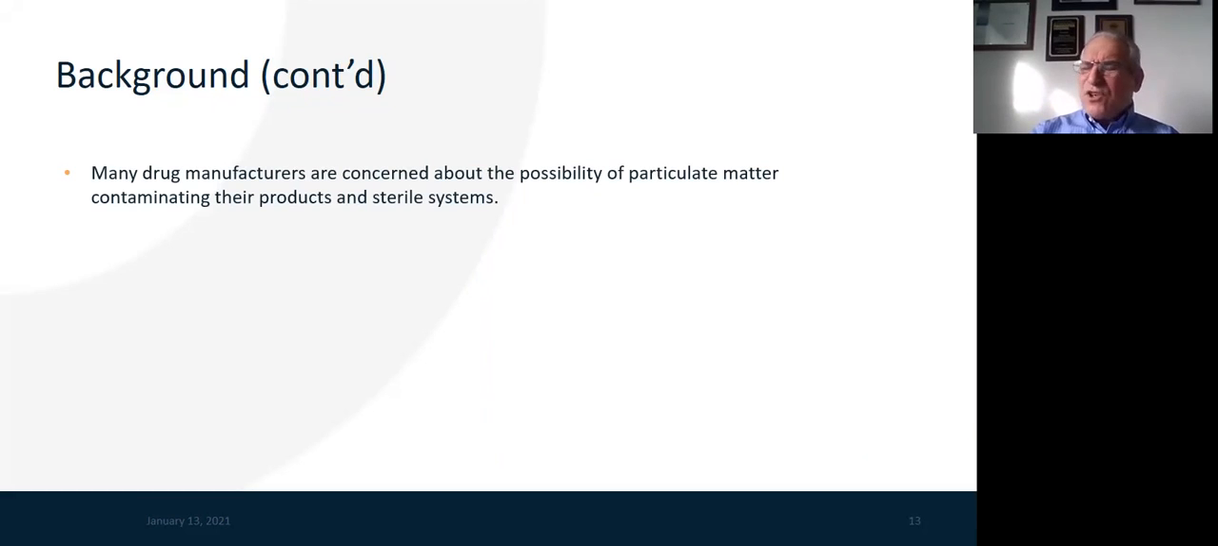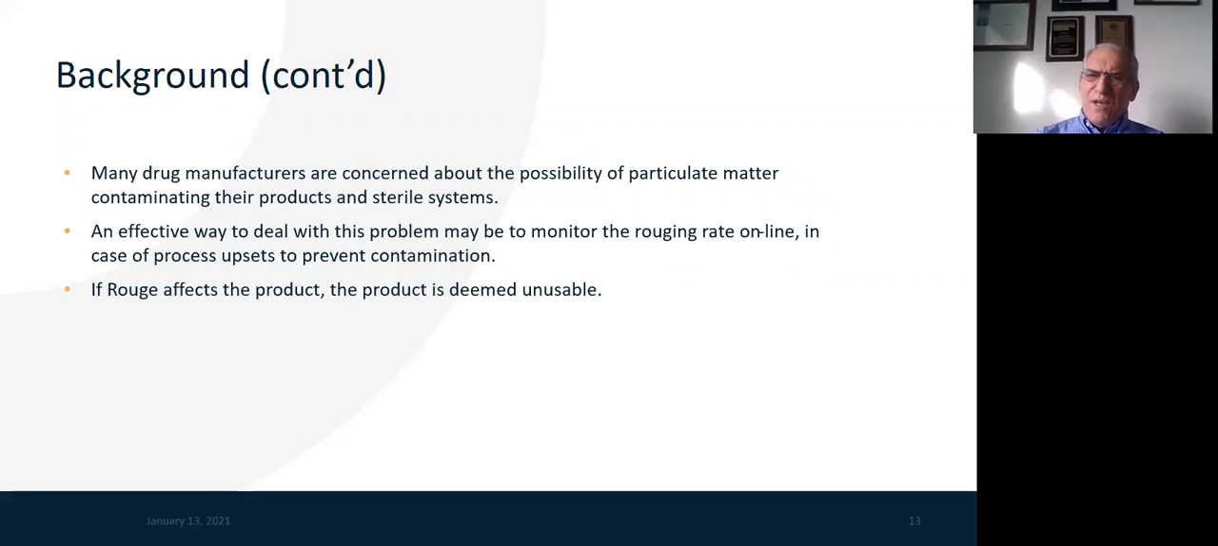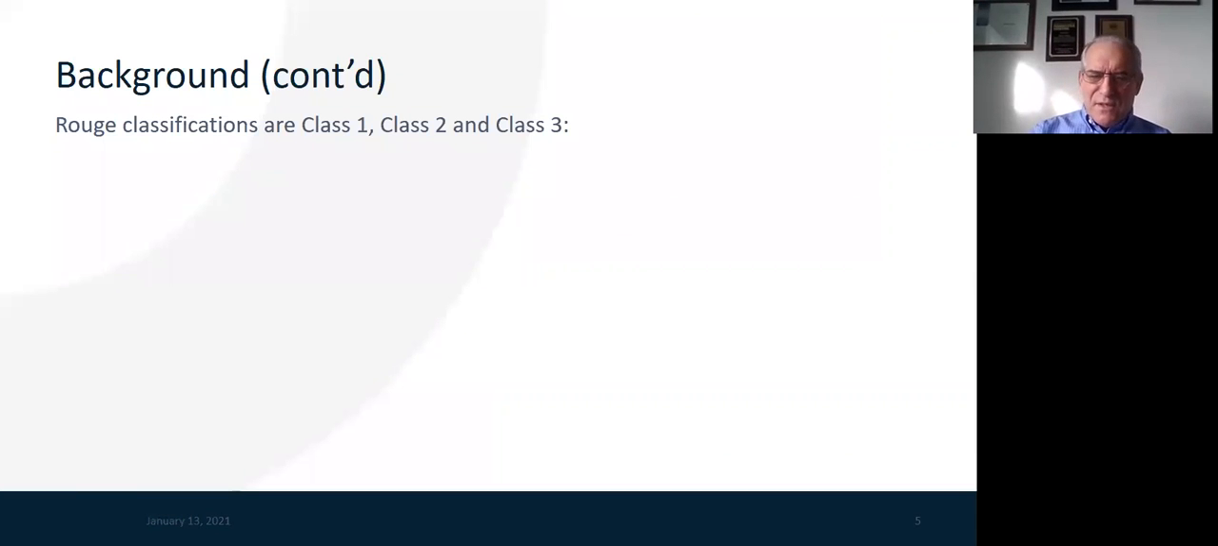Many drug companies are concerned about the possibility of particulate matter contaminating their products in sterile systems. An effective way to deal with this problem would be to monitor the rouge rate online in order to prevent process upsets and prevent contamination downstream. If rouge does affect the product, though, the product is deemed unusable because of particulate contamination. You might be familiar with one of the newer guidances from the USP talking about elemental particulate contamination in products like APIs, etc.